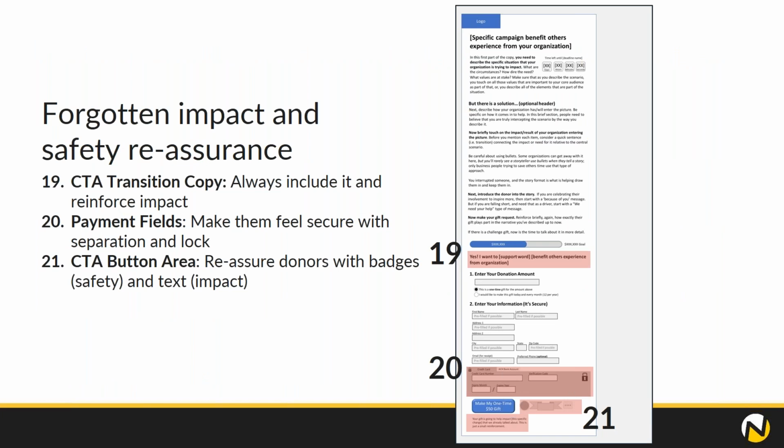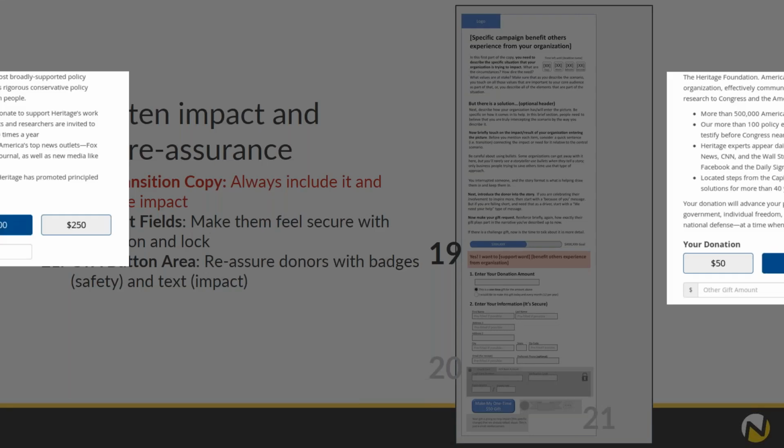So here are three. We're down to the last three. We're all the way to 21. 19, call to action, transition copy. When you guys think of call to action, you think of button. When I think of call to action, I think of the beginning of the transition from I'm learning about the opportunity to now it's time for me to act on it. And that happens right where you see number 19. Okay, so let's talk about that.